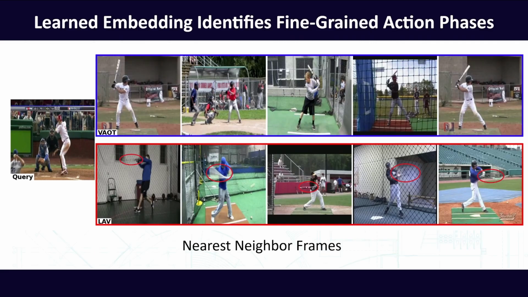Given a query frame showing a person with the bat swung back, we retrieve the 5 closest frames in the embedding space. As shown, VAOT consistently retrieves frames corresponding to the same action, whereas LAV does not, as indicated by the red circles.